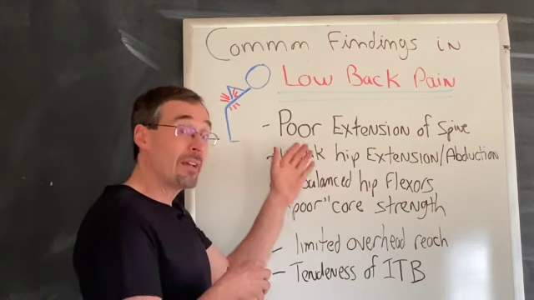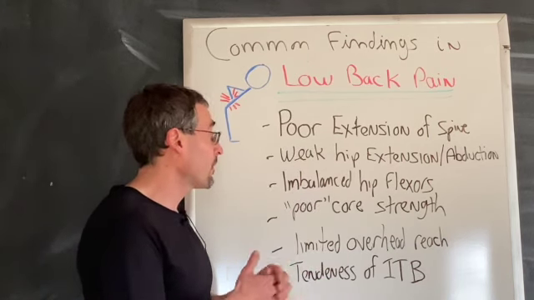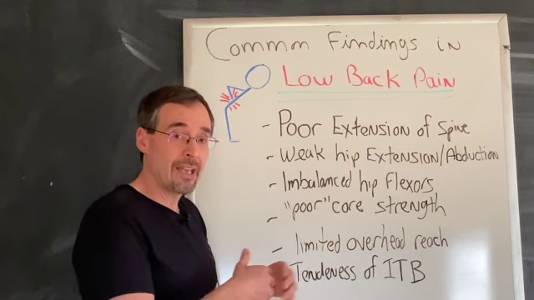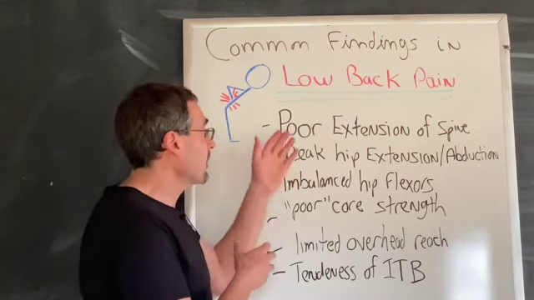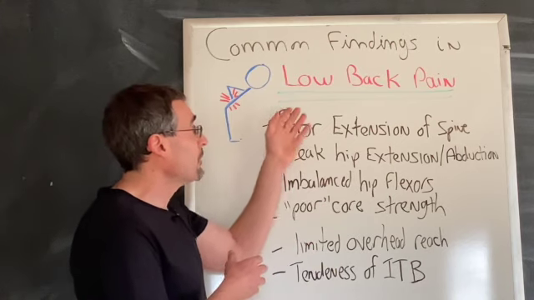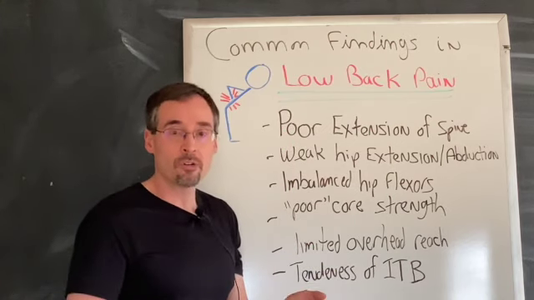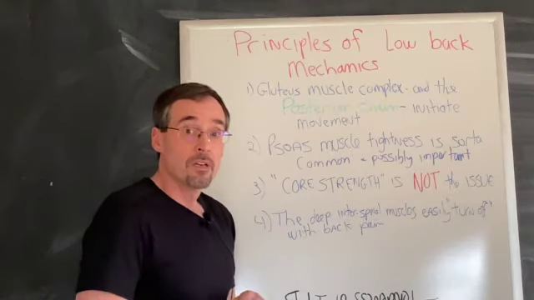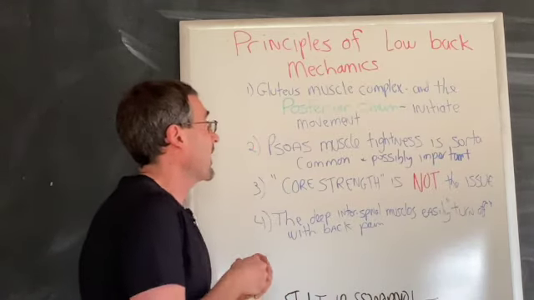So people don't have to have all of these. They could just have 2 or 3 of them. But this has a significant impact on the overall mechanics of the spine. And so this is why it's common that people with low back pain who then have poor spinal mechanics, these are the common findings. So here are some principles of low back mechanics.